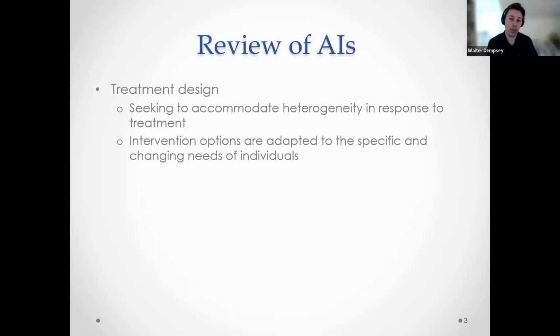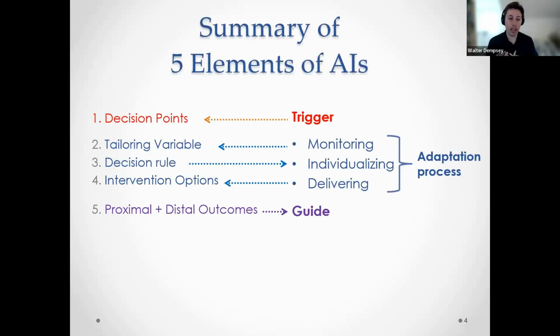So just to remind everyone, I try and say it every 30 minutes in one of these things, just because it's something that I want to drill home: the adaptive intervention is the intervention design. The SMART is the experimental design. So when we're talking about AIs, we're talking about designing a treatment, and that design is trying to accommodate heterogeneity in response to treatment and build intervention options that adapt to specific and changing needs of the individual. The 5 key elements we talked about were decision points, tailoring variables, decision rules, intervention options, and outcomes.